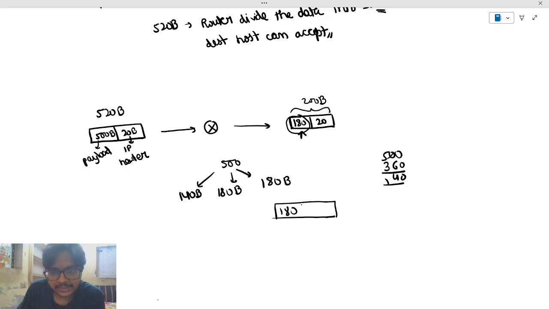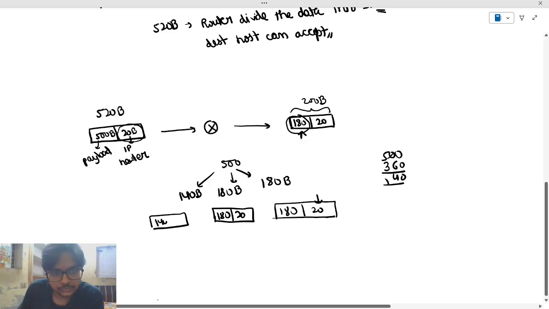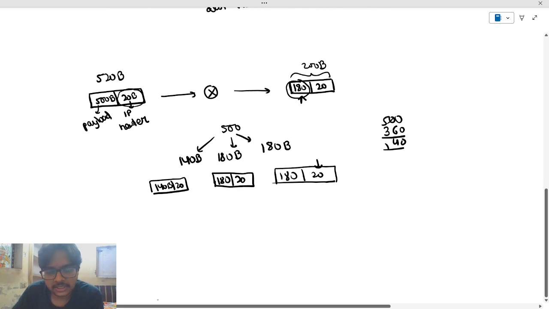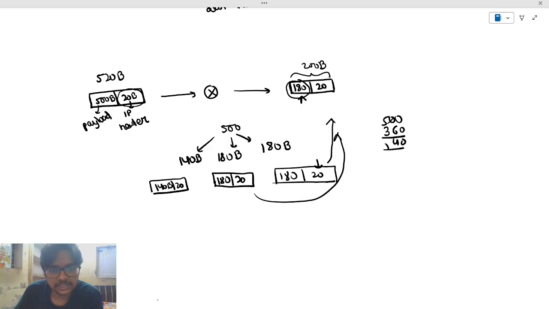One is 180 bytes and 20 bytes header. So the same header is put here, and similarly this 180 bytes data and 20 bytes header, and here also 140 bytes data and 20 bytes header. Okay, now these three packets will one by one go to the destination.